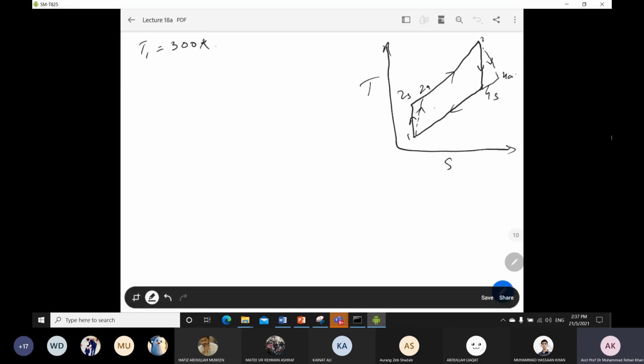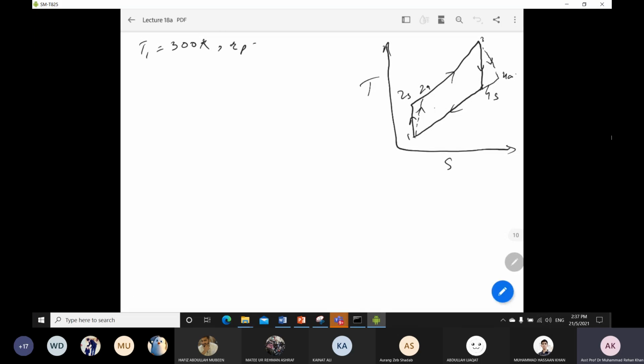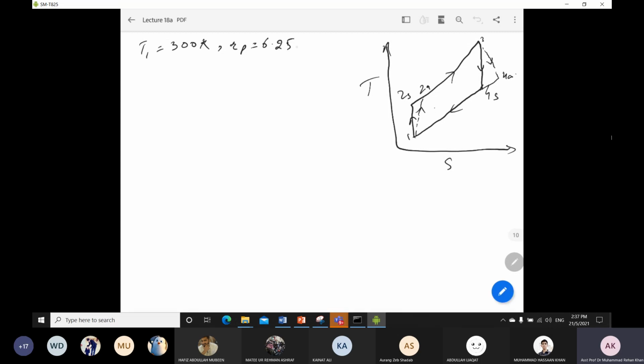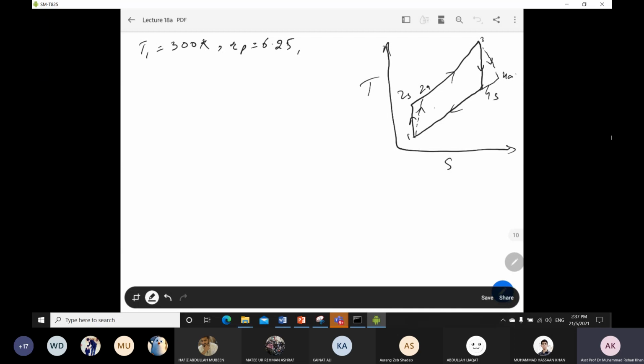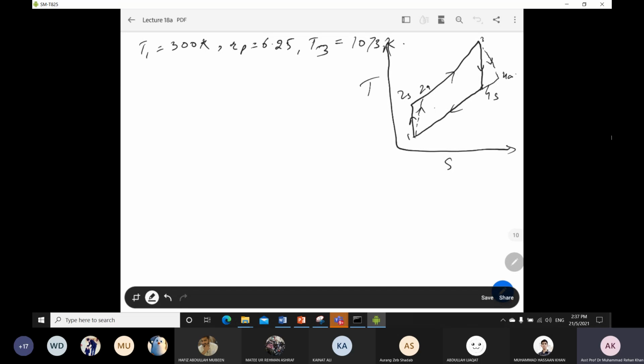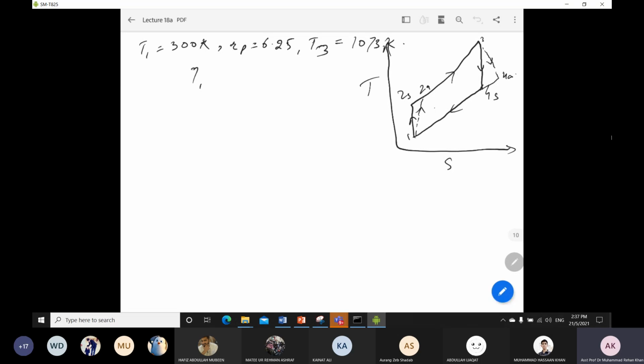Now our pressure ratio is known to you from the question, which is 6.25, and the maximum temperature. The maximum temperature is at point number 3, so T3 is equal to 1073 Kelvin. The isentropic efficiency of the turbine and compressor are equal, which is 0.8.